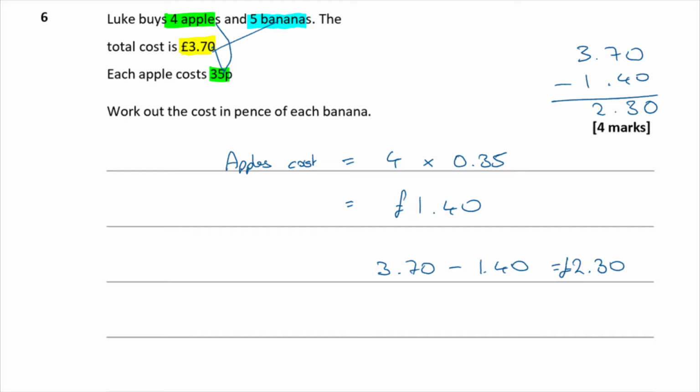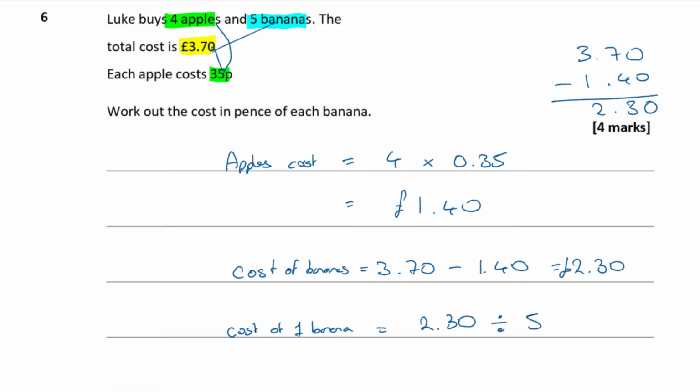Okay, so that's what was left over after I'd paid for the apples. So that is going to be the cost of the bananas, isn't it? Cost of bananas is equal to that. So now I want the cost of 1 banana. That's going to be my £2.30 divided by the number of bananas. Now there are 5 bananas, so I want to divide £2.30 by 5.